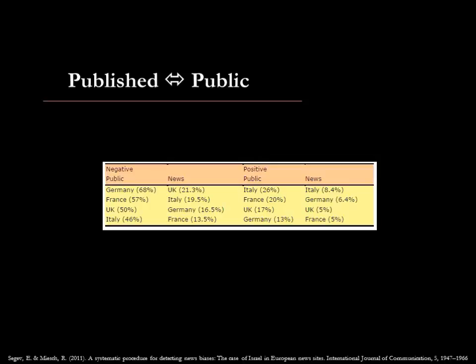relative to other European countries, while in the news it was medium or less negative. And in the UK, this is exactly the opposite. When you look at their negative opinions toward Israel, they are much more expressed in the news than among the people, relative to other countries.